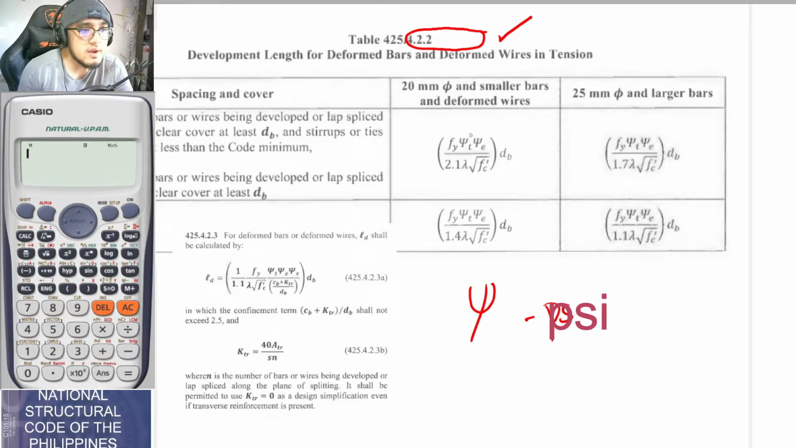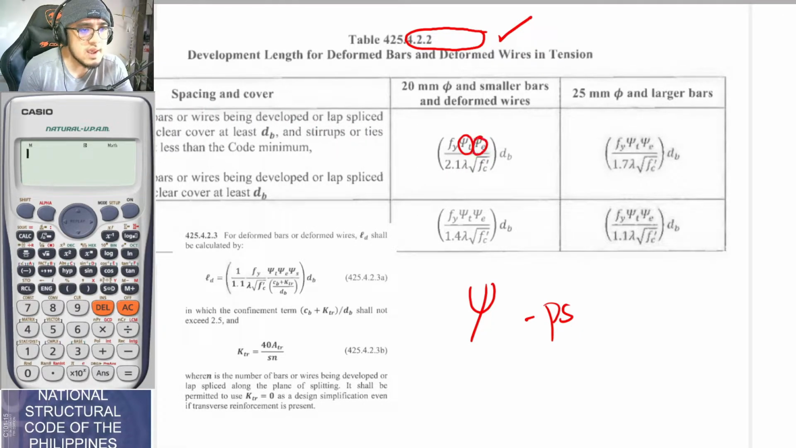Okay, so we have here your psi t, psi e. You also have here your lambda. And it also includes the familiar variables Fy, and this is to be your yield stress for your steel, and F prime C. So this is to be the compressive strength of your concrete. And your dB is to be the bar diameter. Okay, so what are to be these variables?